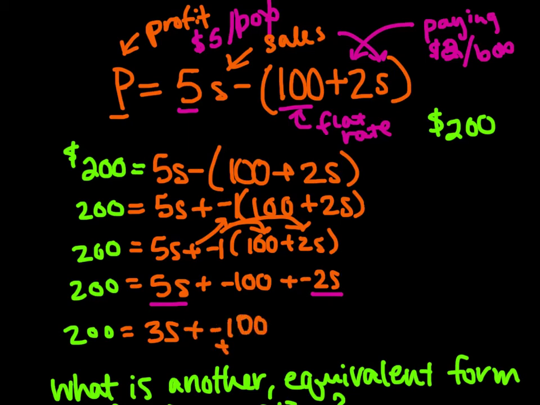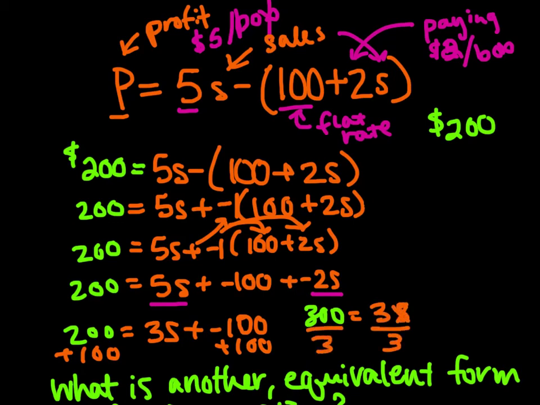I can add 100 to each side, plus 100. So we end up getting 300 is equal to 3s, s, divide by 3. Notice I'm using the properties of equality, and I get simply 100 boxes need to be sold to make a $200 profit. So really not a lot of money is being made as of right now. But 100 boxes are being sold to make a $200 profit. I'll add boxes to this.